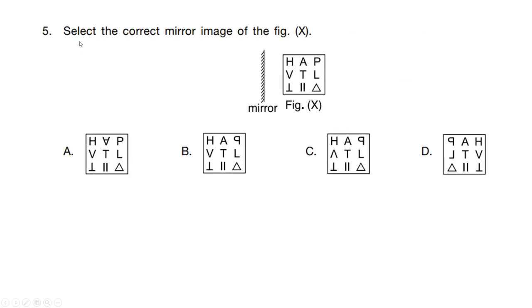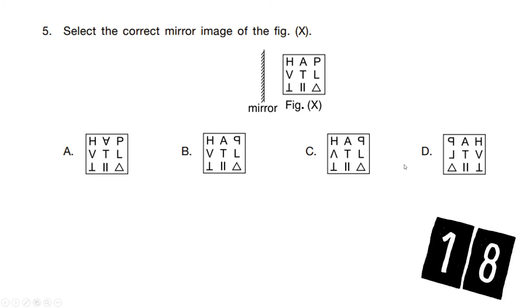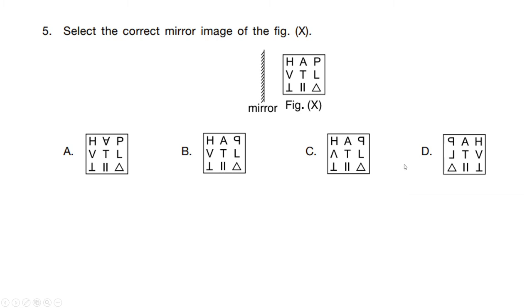Select the correct mirror image of figure X. Here is the figure and this is the mirror. Choose your right option. Well, when there is a vertical reflection, the first row would be the last row in the mirror image. So, HVT will be the last row which is only coming in option D. So, we can choose this to be the right answer.